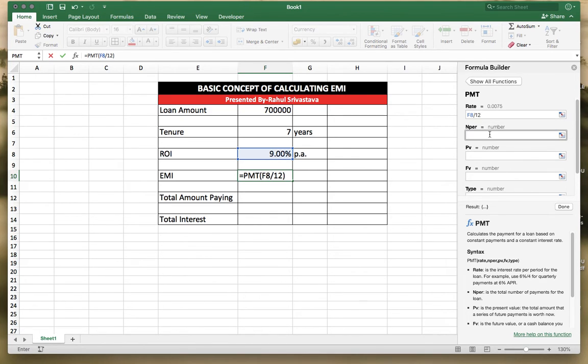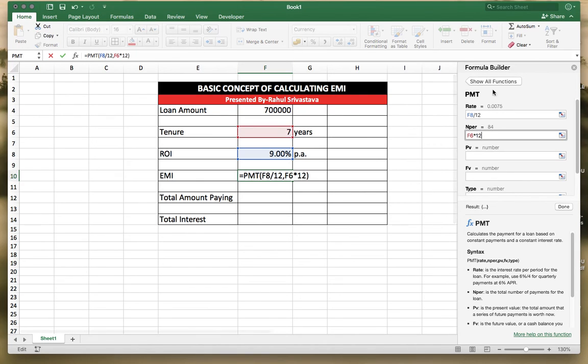Now NPER. What is NPER? NPER is the total number of payments for the loan. What is the total number of payments? 7 years. Here automatically it has fetched F6, which is 7 years. Now since in a single year we have 12 months, we'll be multiplying it by 12. Had it been already 84 months, then we would have straight away put it as F6 and we would not have multiplied it by 12.